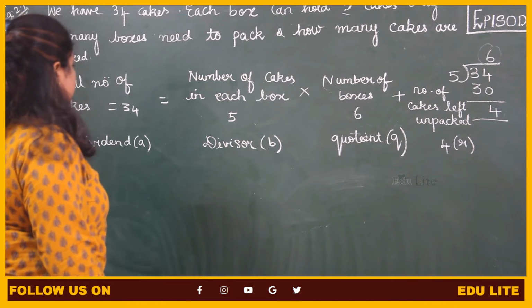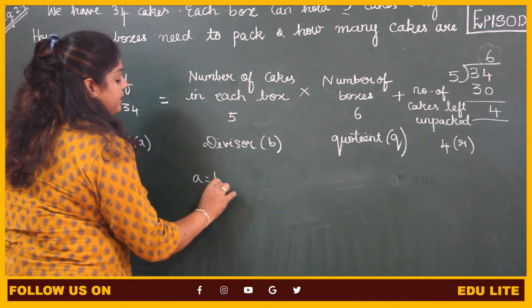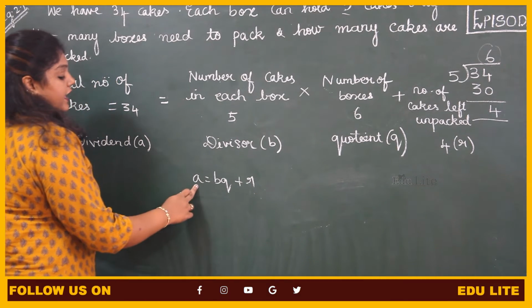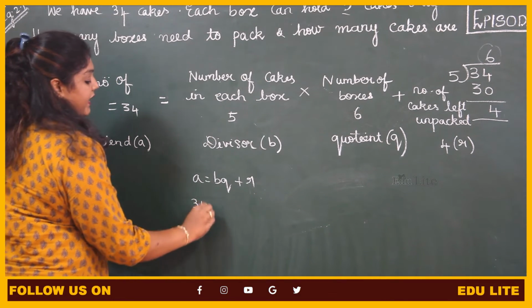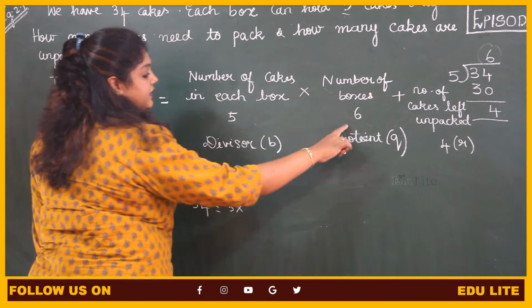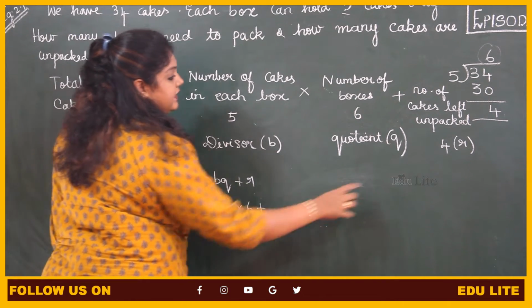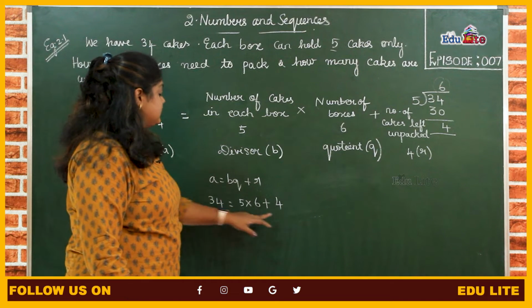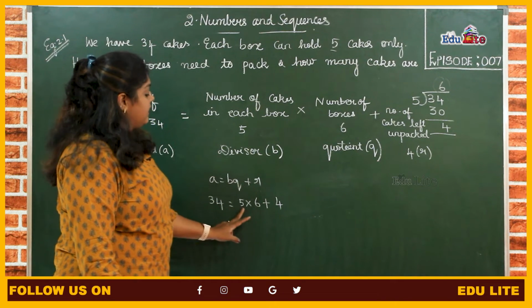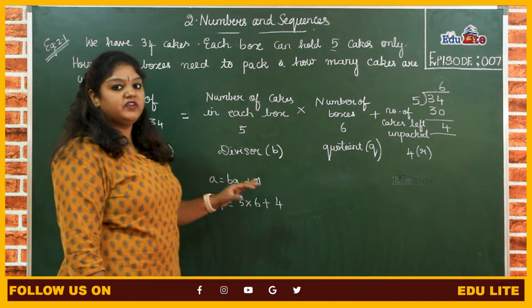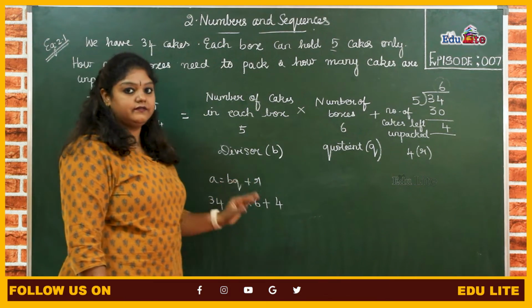Now let us see. A equals BQ plus R is the Euclid's division lemma. A given to us is 34 and the divisor given to us is 5. The quotient we got is 6 plus remainder 4. Now if you simplify the right hand side, we will get the left hand side: 5 6s are 30, 30 plus 4 is 34. So this is how we express it in Euclid's division lemma.